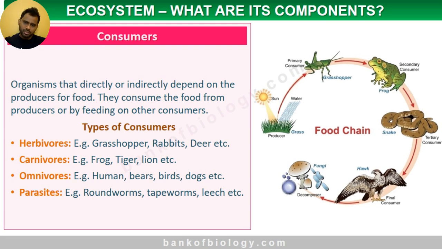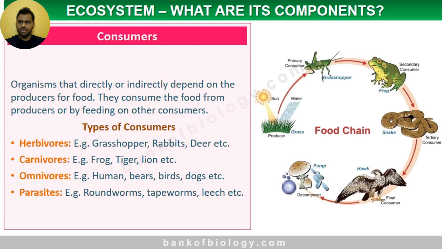Omnivores are us, the humans, the bears, the birds, the dogs, etc. Omnivores are us because we eat both herbivores and some type of carnivores. Okay, so omnivores are the ones that will eat both herbivores and carnivores.